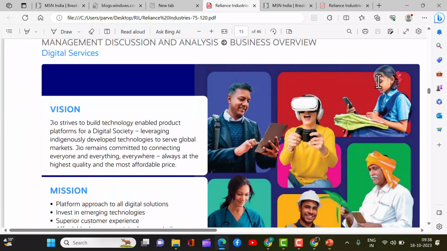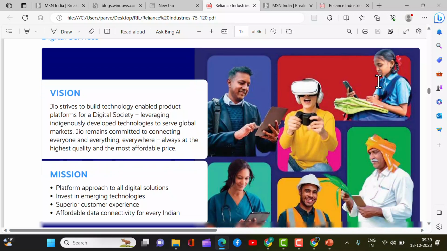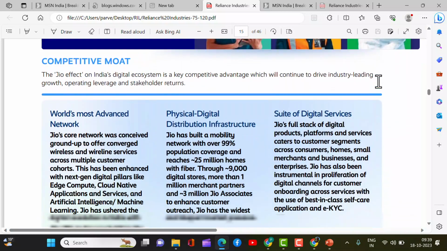So, vision. Jio strives to build technology-enabled product platforms for a digital society, leveraging indigenously developed technologies to serve global markets. Jio remains committed to connecting everyone and everything, everywhere, always, at the highest quality at the most affordable price. Okay, so we'll just leave that.